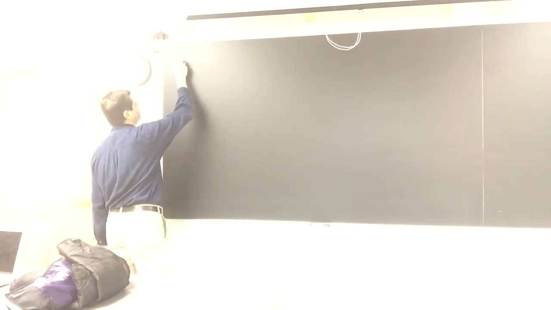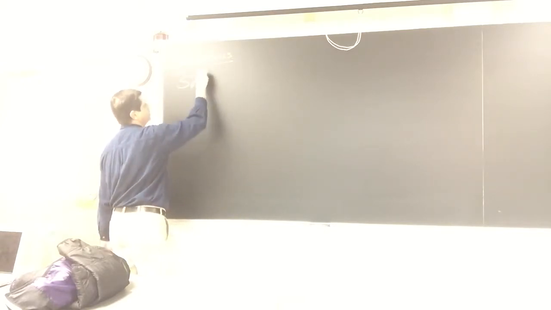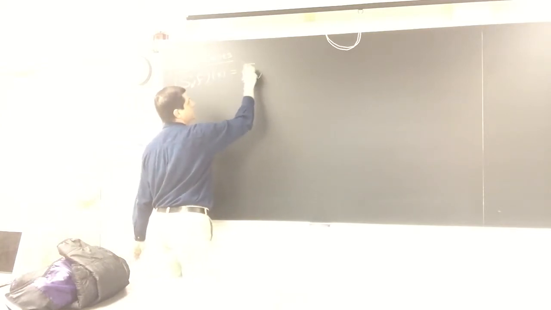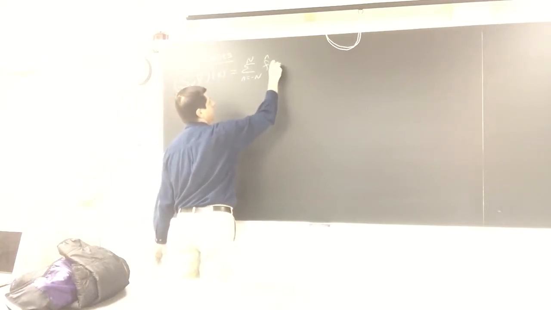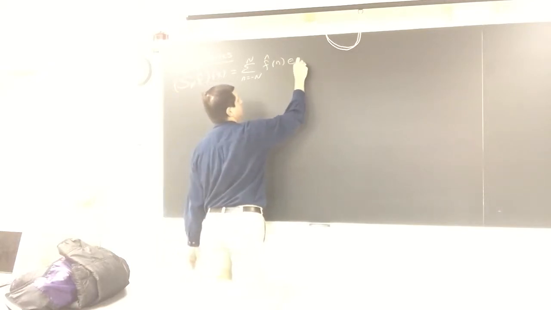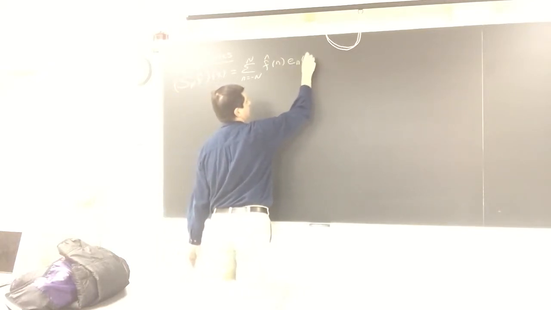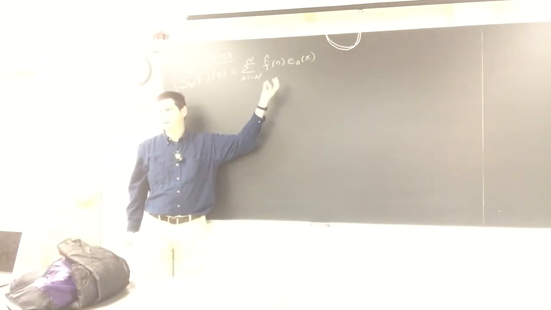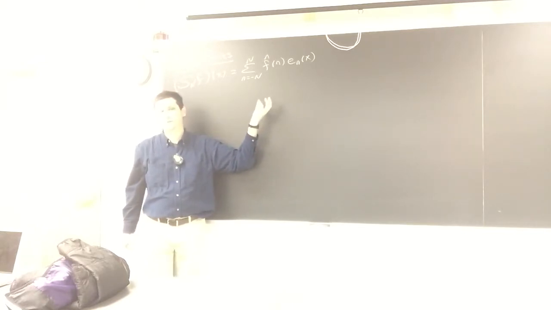So the Fourier series S_N f of x is the sum, n goes from minus N to N, f hat of n, e_n of x. I'll just write it like that. So what we're essentially doing is we're looking at a decomposition of f in terms of our basis. And the hope is that this basis is complete. We know the basis is at least orthonormal.